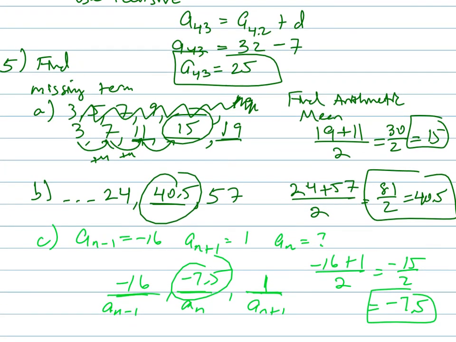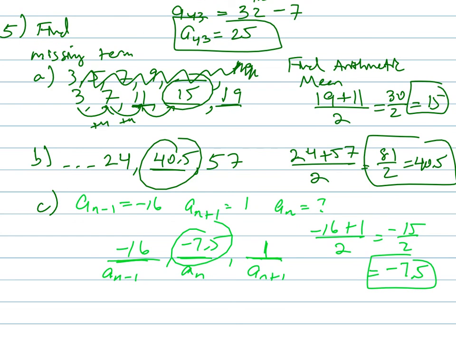I can even phrase it a bit differently. So a sub n minus 1 is negative 16, a sub n plus 1 is 1. A sub n equals what? Remember, a sub n goes in the middle. We're going to take the average of these two numbers. So negative 16 plus 1, the arithmetic mean, negative 15 over 2, which is, let's see, 2 goes into 15 7 times, so negative 7.5. And there we have it.